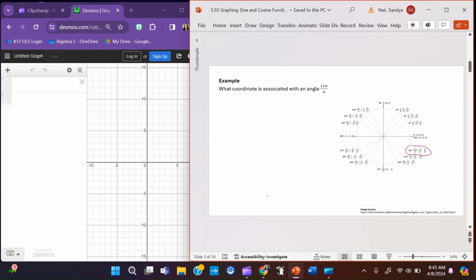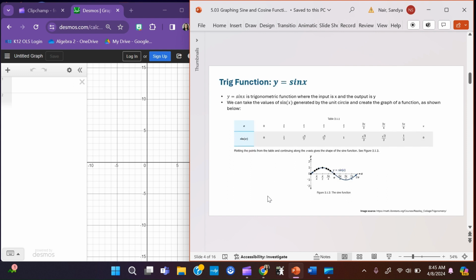It'll say, what coordinate is associated with an angle 11 pi over 6? And when they're talking about coordinates like this, what they're asking you to do is to go to the unit circle and just read the xy coordinates that are there. So to solve this problem, you're just going to go to your unit circle and find 11 pi over 6, and then you can see that the coordinates are the square root of 3 over 2 and then negative 1/2. So that's the coordinate associated with 11 pi over 6.